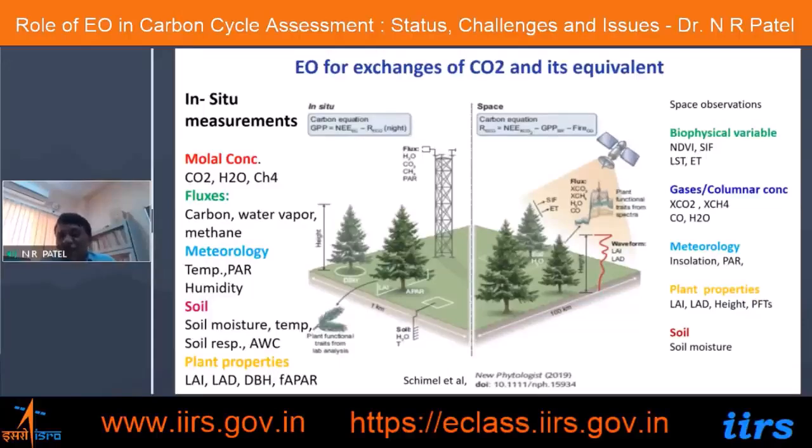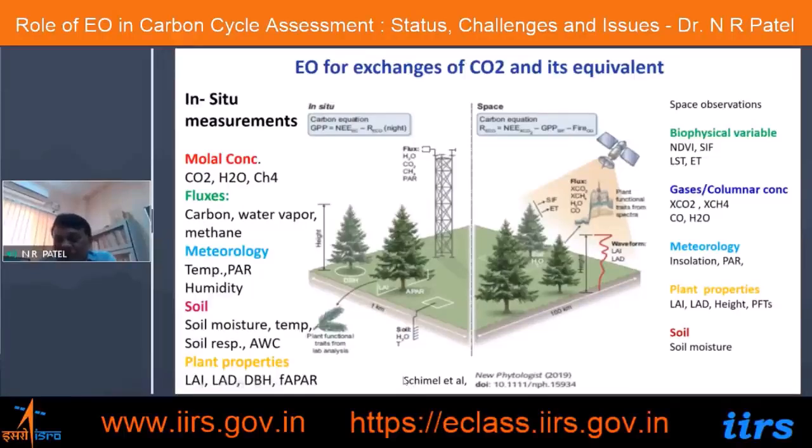Then gases themselves: columnar retrieval of the concentration of various gases like carbon monoxide, particularly XCO2. The inversion of CO2 is possible with greenhouse gas satellites like GOSAT and OCO-2, and then SCIAMACHY, all of which also give carbon monoxide. So with that carbon monoxide information and the oxygen band present in these greenhouse gas satellites, which is very useful for identifying the sun-induced fluorescence.